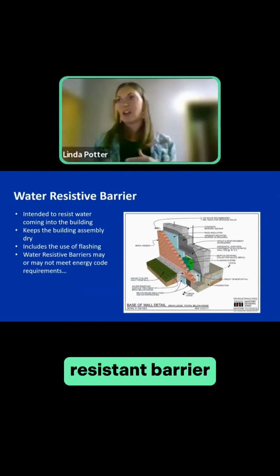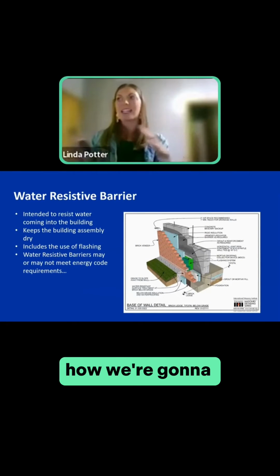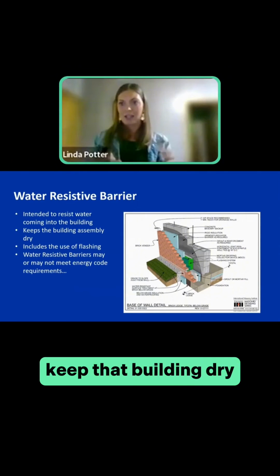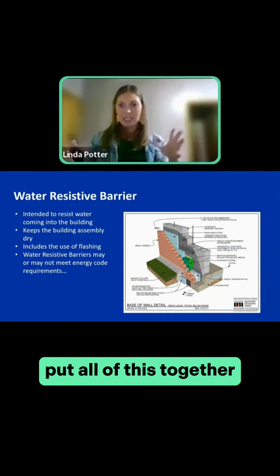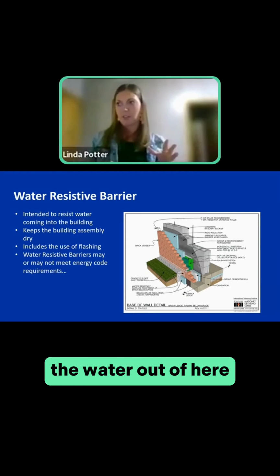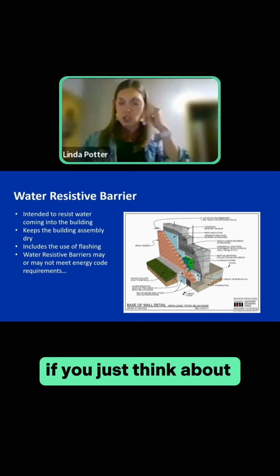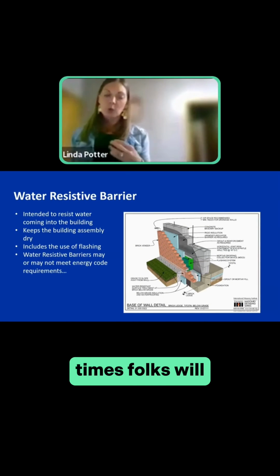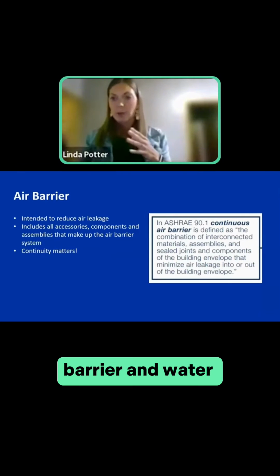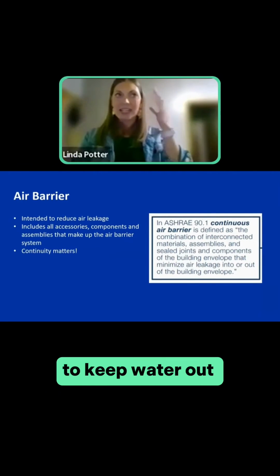Your water resistive barrier is how we're keeping the water from coming into that building, how we're going to keep that building dry. It's the use of flashing. It's how we're going to put all of this together to understand how we're going to keep the water out of here. And it may or may not meet energy code if you just think about water resistive barriers. And a lot of times folks will think an air barrier and water resistive barrier are the same thing because we were trying to keep water out of the building.